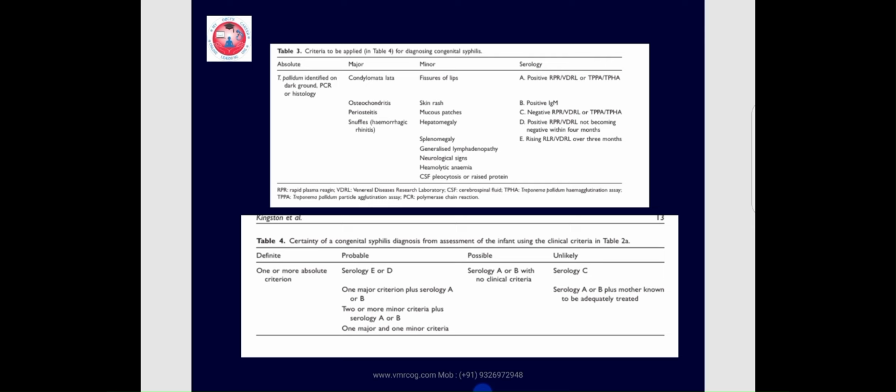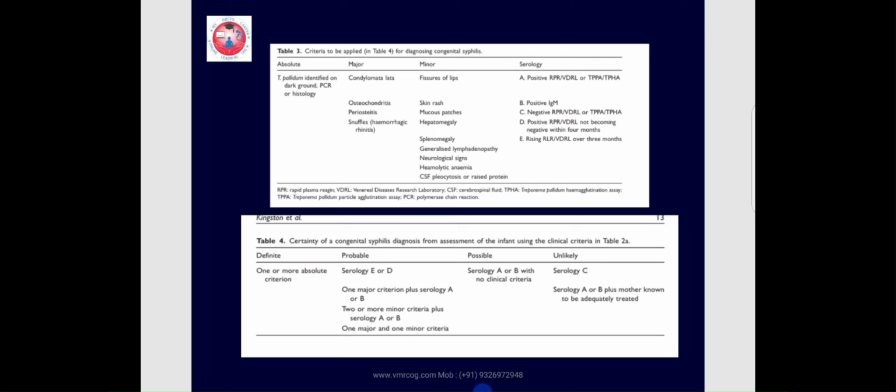Clinical criteria are divided into absolute, major and minor. For absolute, you have the diagnosis of Treponema pallidum by dark ground microscopy or PCR or histopathology. If you have that, it is the absolute criterion for the diagnosis of syphilis.